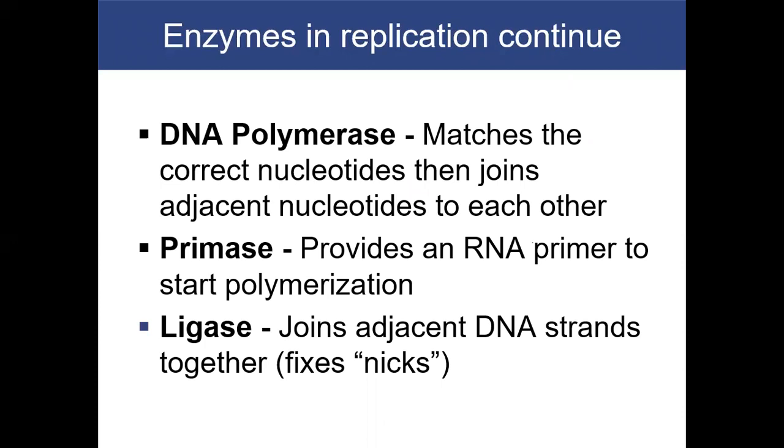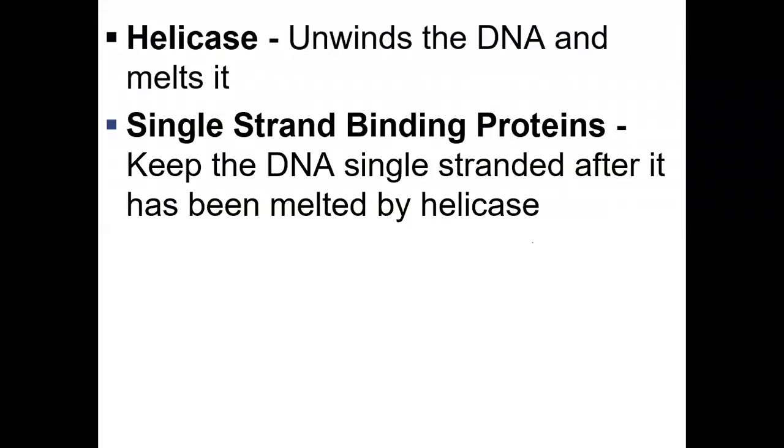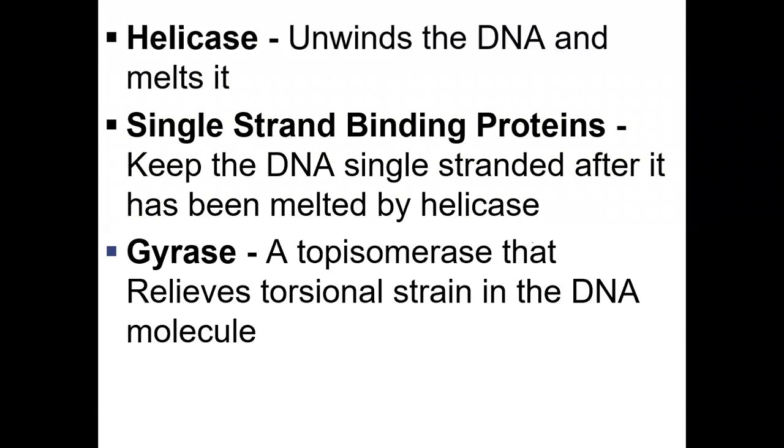So like the polymerase, it matches the correct bases and joins the adjacent nucleotides. The primase produces the primer. The ligase joins adjacent strands. Then we have the helicase, which unwinds. We have the binding proteins that keep the DNA single stranded, so it avoids the strands from rewinding after the helicase would have melted or separated the strands.